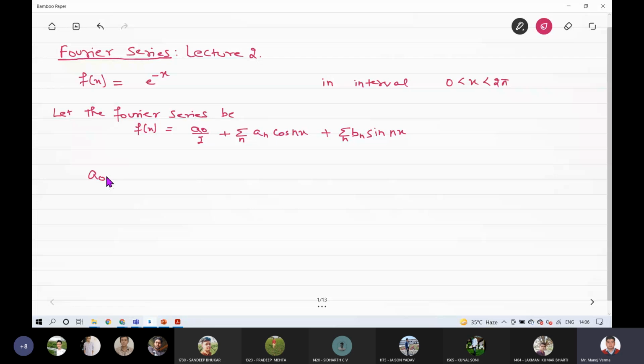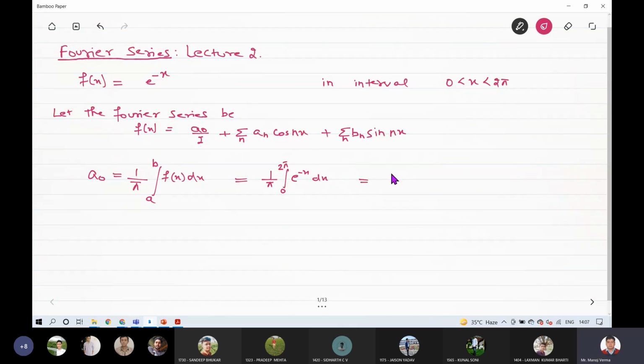and if you remember, the formula for a naught is 1 over pi integration a to b f(x) dx. Okay, the integration of the function from the limits a to b. In this case, the limits are from 0 to 2 pi. So it will be 1 over pi, from 0 to 2 pi, I want to integrate the function e raised to the power minus x dx.